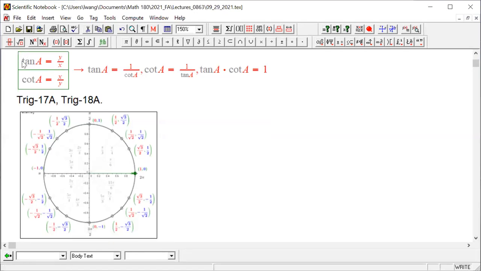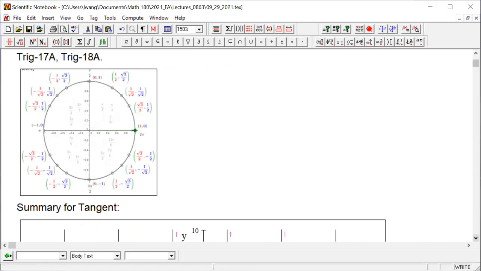What is the definition of tangent? Let's go back to ARD, right? We're back. We have been in ARD for how long? More than a week now, right? Everything is related to ARD. Everything in trig is related to ARD.